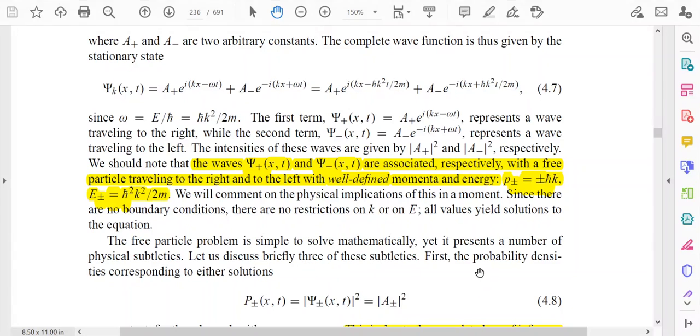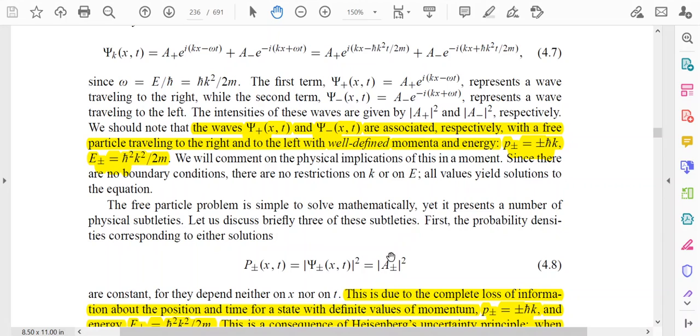First, the probability densities corresponding to either solution. We know that probability density is equal to psi star into psi, or we can write that as mod of psi(x,t) square.